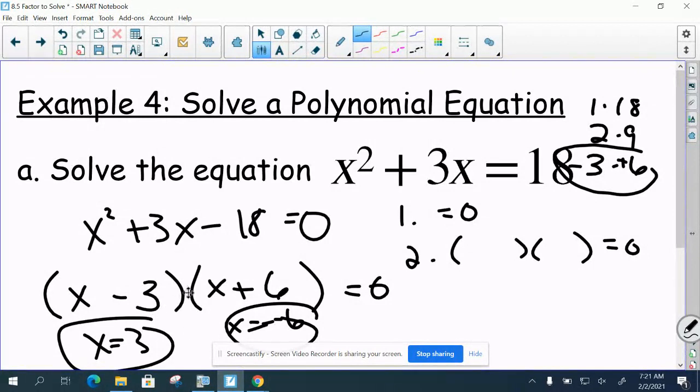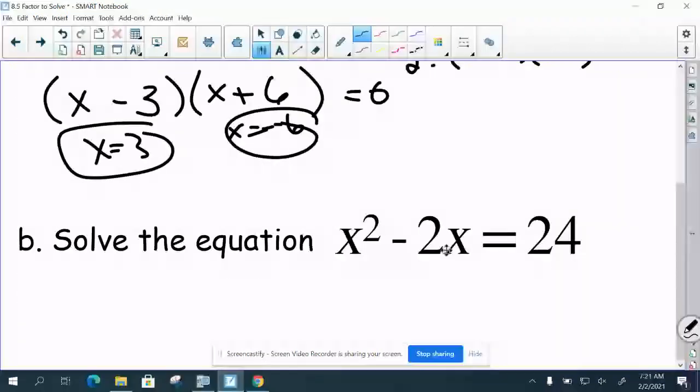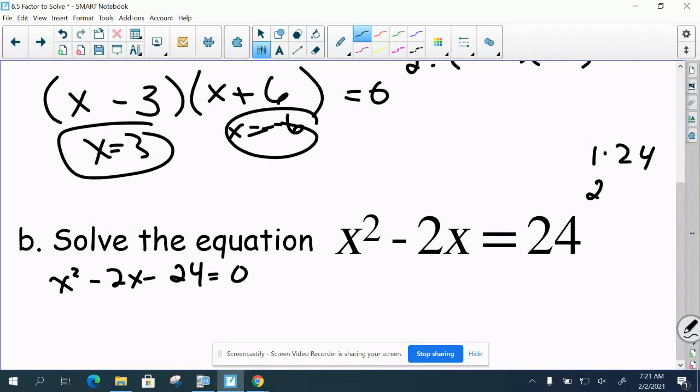All right, and then we'll do one more of these examples. Oh, I think it's down here. All right, so here, just like the other one, I'm going to subtract the 24 over to get one side equal to 0. So factors of 24 are 1 and 24, 2 and 12, 3 and 8, and 4 and 6.